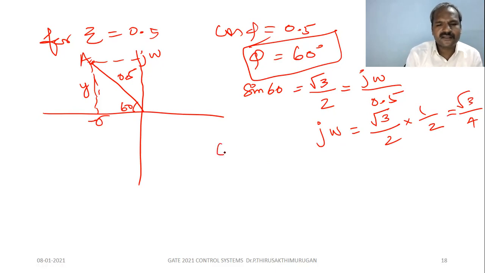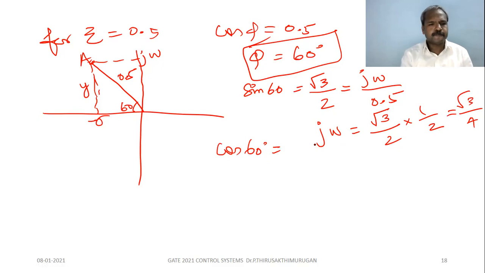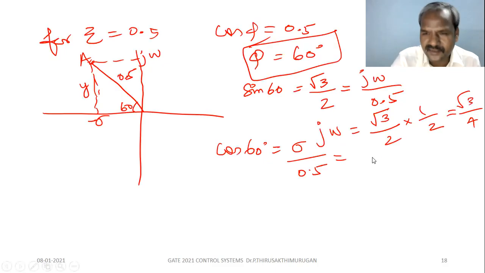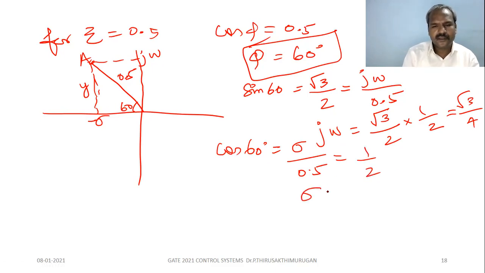This is cos 60. What is cos 60 equal to? 0.5. So that is sigma divided by 0.5. Okay, sigma divided by 0.5. So what is cos 60? 1 by 2, right? So this is 1 by 2, so this equals 1 by 2 into 1 by 2, which is 1 by 4.